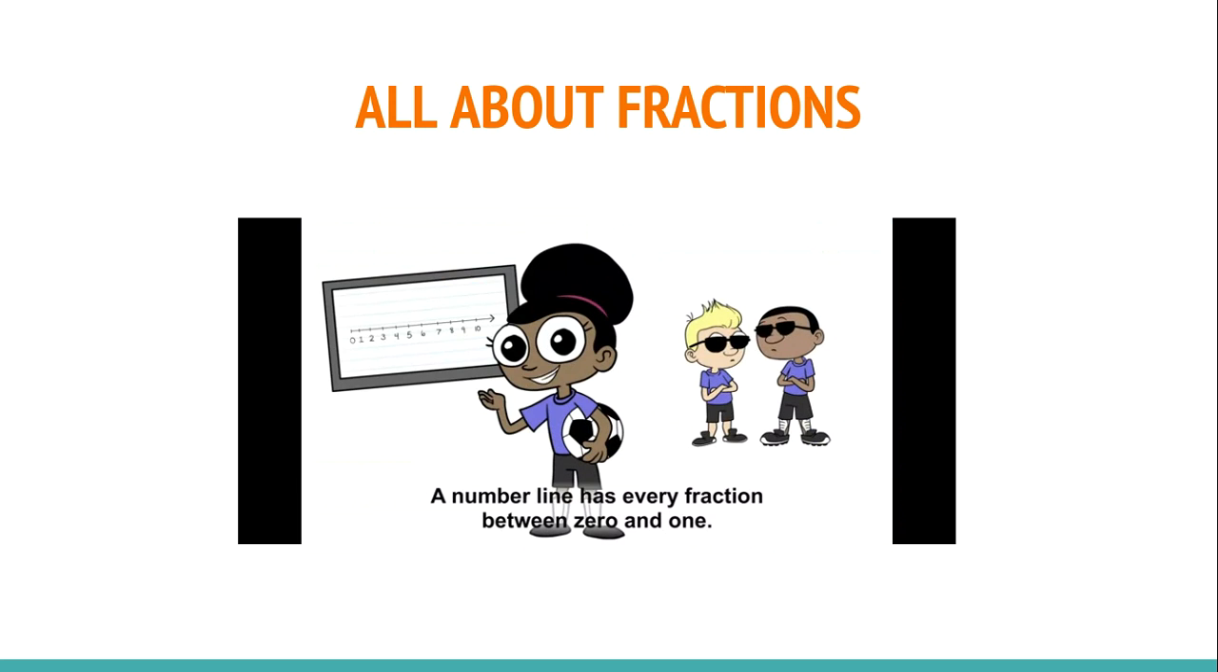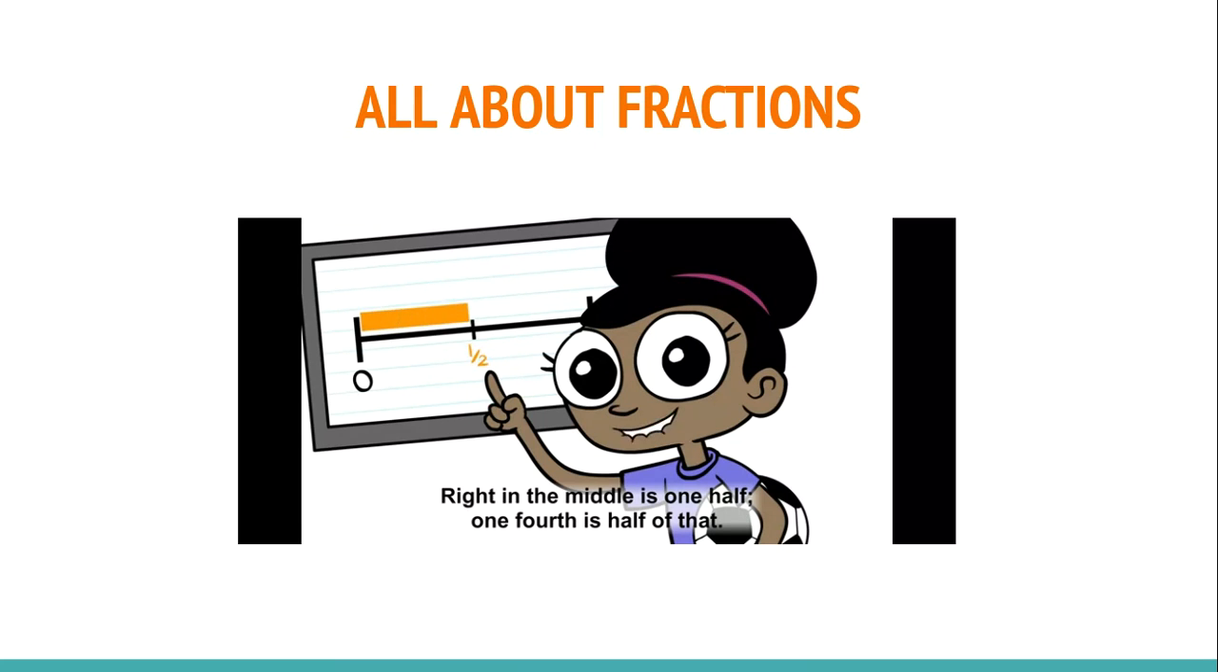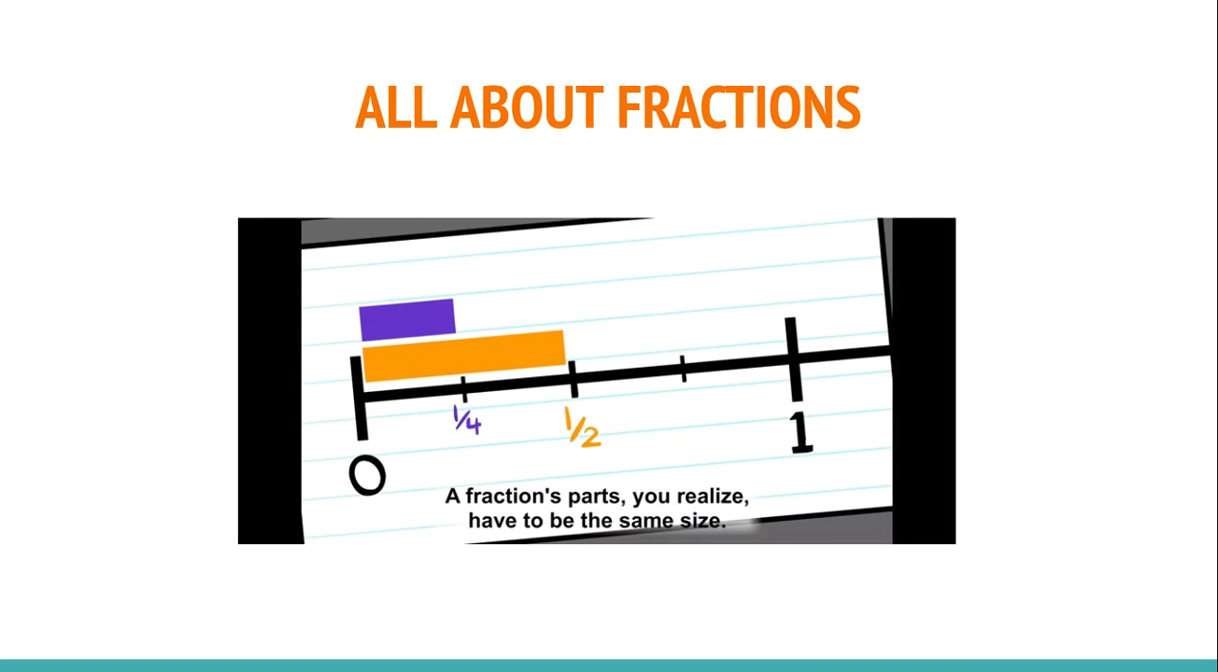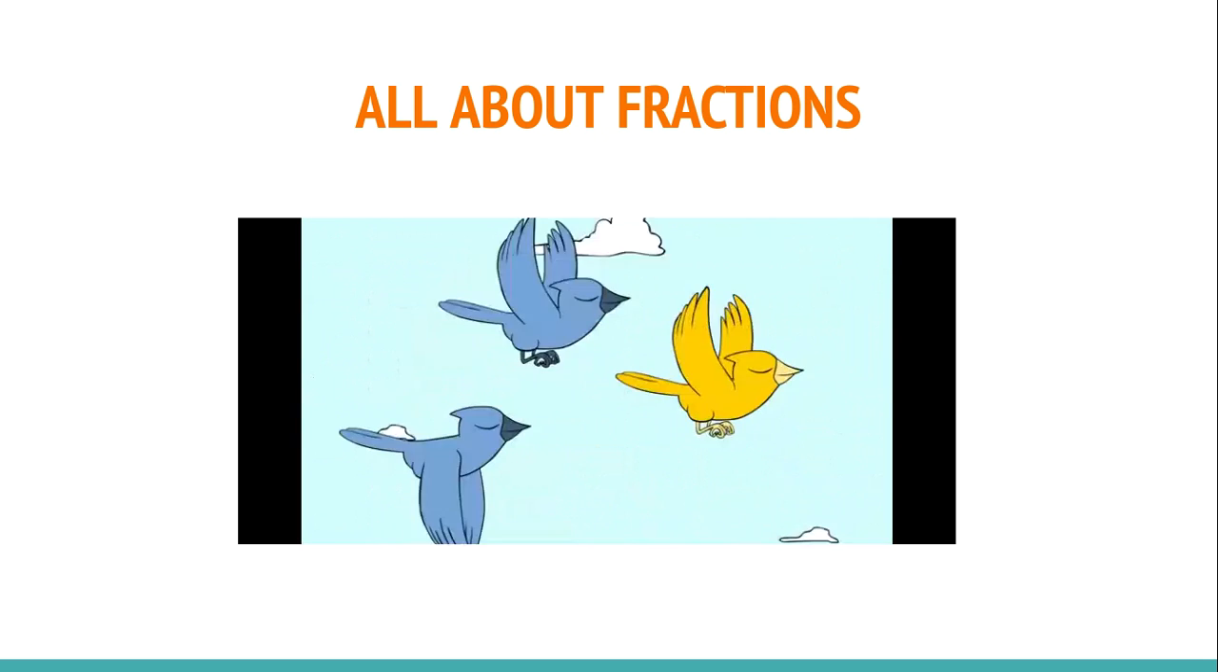A number line is every fraction between 0 and 1. Right in the middle is 1. A fraction's parts you realize have to be the same size. Hey, we're late for the game. Hate to leave you guys.